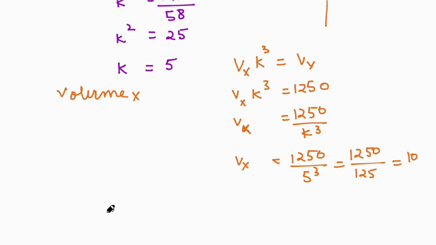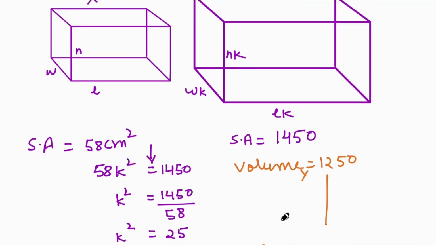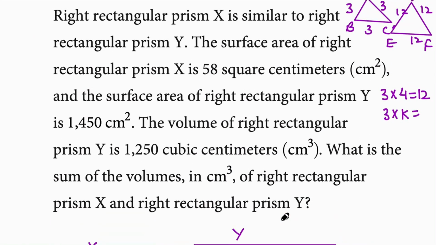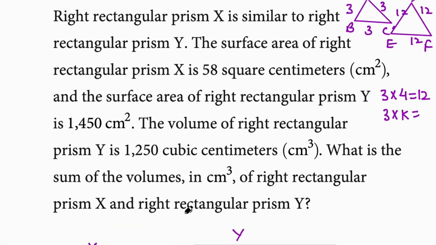Now, the volume of X we have calculated and the volume of Y is given, and this is what the question asks. So that is 10 plus 1250, which is equal to 1260. Okay, so that is the answer you have to write. The sum of the volumes is 1260. I hope every concept is clear. If not, just give me a comment. I'll clear the doubt.